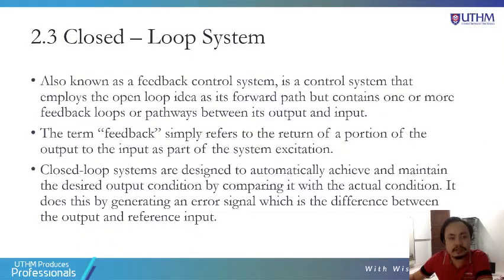Next, I'll be explaining about the closed loop system. It is also known as a feedback control system. It's a control system that employs the open loop idea as its forward path but contains one or more feedback loops or pathways between its output and input. The term feedback simply refers to the return of a portion of the output to the input as a part of the system excitation. Closed-loop systems are designed to automatically achieve and maintain the desired output condition by comparing it with the actual condition. It does this by generating an error signal, which is the difference between the output and reference input.